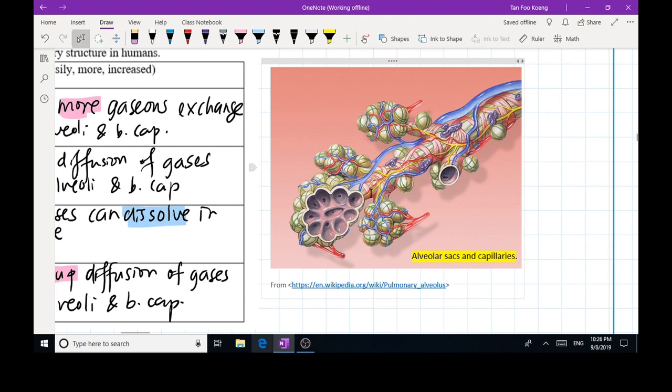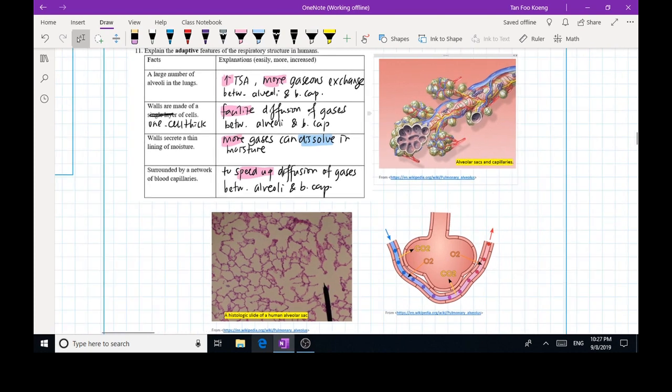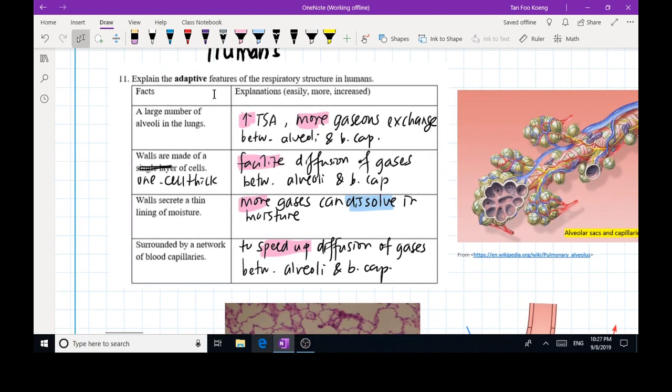It doesn't surprise us, because if we do not have such a large respiratory surface for exchange of gases, how can we sustain billions of cells in our body? That's not possible. So what are the adaptations here? Number one, we have a lot of them, increasing the total surface area, more gaseous exchange. Number two, the wall is one cell thick.